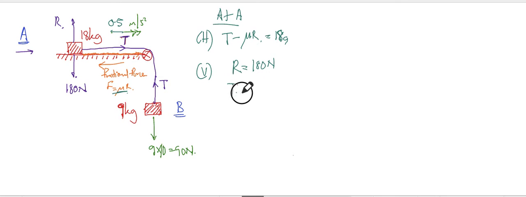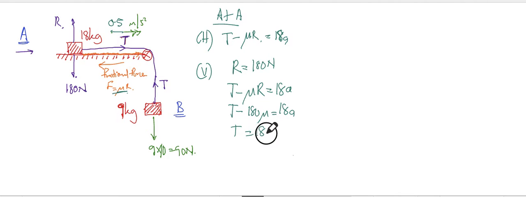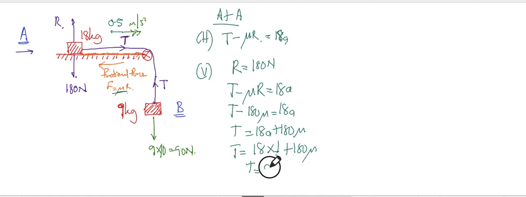So T minus mu R equals 18a, and then T minus 180 mu equals 18a, and T equals 18a plus 180 mu. a is given as 0.5, so you substitute that: T equals 18 times 1 over 2 plus 180 mu, so T equals 9 plus 180 mu. So this is your first equation.